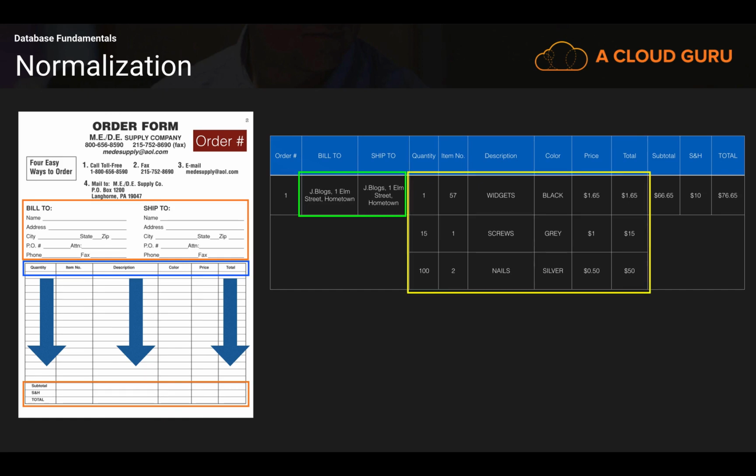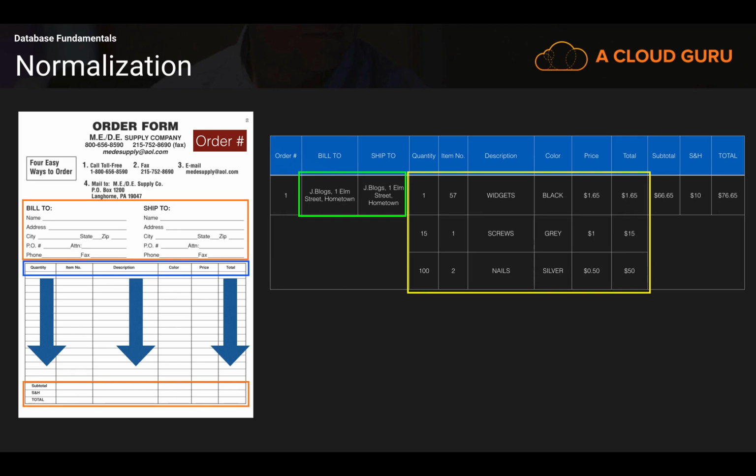The second is that we have multiple rows as part of one order. And as we know from the database fundamentals lesson, this isn't possible within a relational database. One value for a primary key equals one row. One row equals one set of fields or attributes. In the above example, we have one order, and this has three sets of quantity, item number, description, color, price, and total. And this isn't going to work. So how do we resolve these problems?